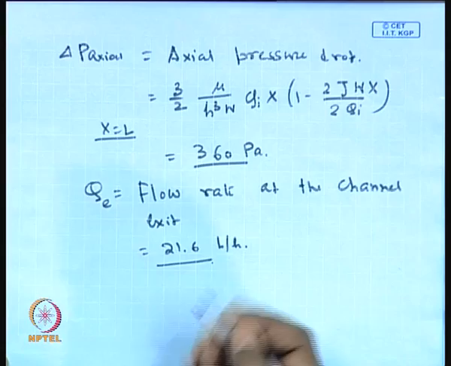So, this is a more simple case for designing a module, and in this particular problem we have seen that if you would like to recover more of the feed in the form of permeate, then the length of the module has to be increased. Okay. In the next problem we will see what is the effect if you reduce the channel height. Okay.